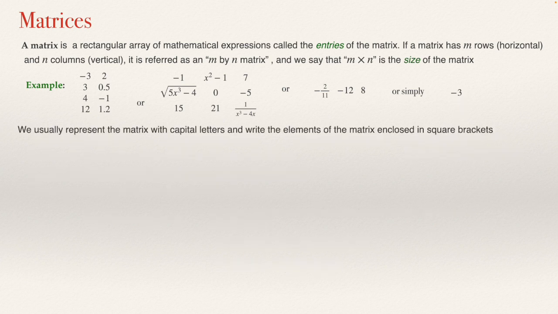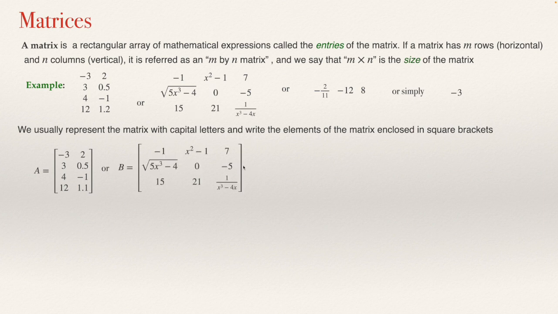In mathematics, we usually represent matrices with capital letters and write the elements of the matrix enclosed in square brackets. For example, instead of writing this matrix like this, we can say that this is the matrix A, and to make clear that you are considering this as a whole, as a matrix, you can enclose it in square brackets. For example, for this one, you can type it in this way. Or for this one, you can type it in this way. For the last one, it will be something like this. That's the way that we're going to represent matrices.